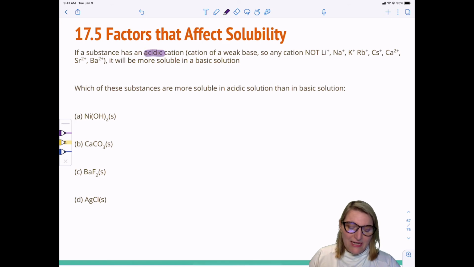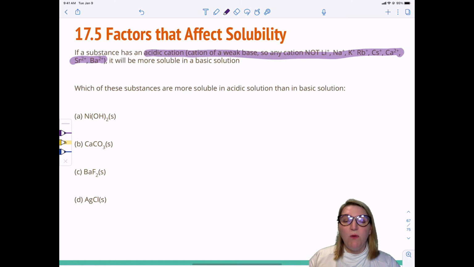And this is sort of the other scenario. If it has an acidic cation, so what that means is that its positive ion, if you add OH-, does not make a strong base, it will be more soluble in a basic solution for the same reason. The OH- will react with that positive ion. It will pull the equilibrium to the right, and it will become more soluble in that basic solution.